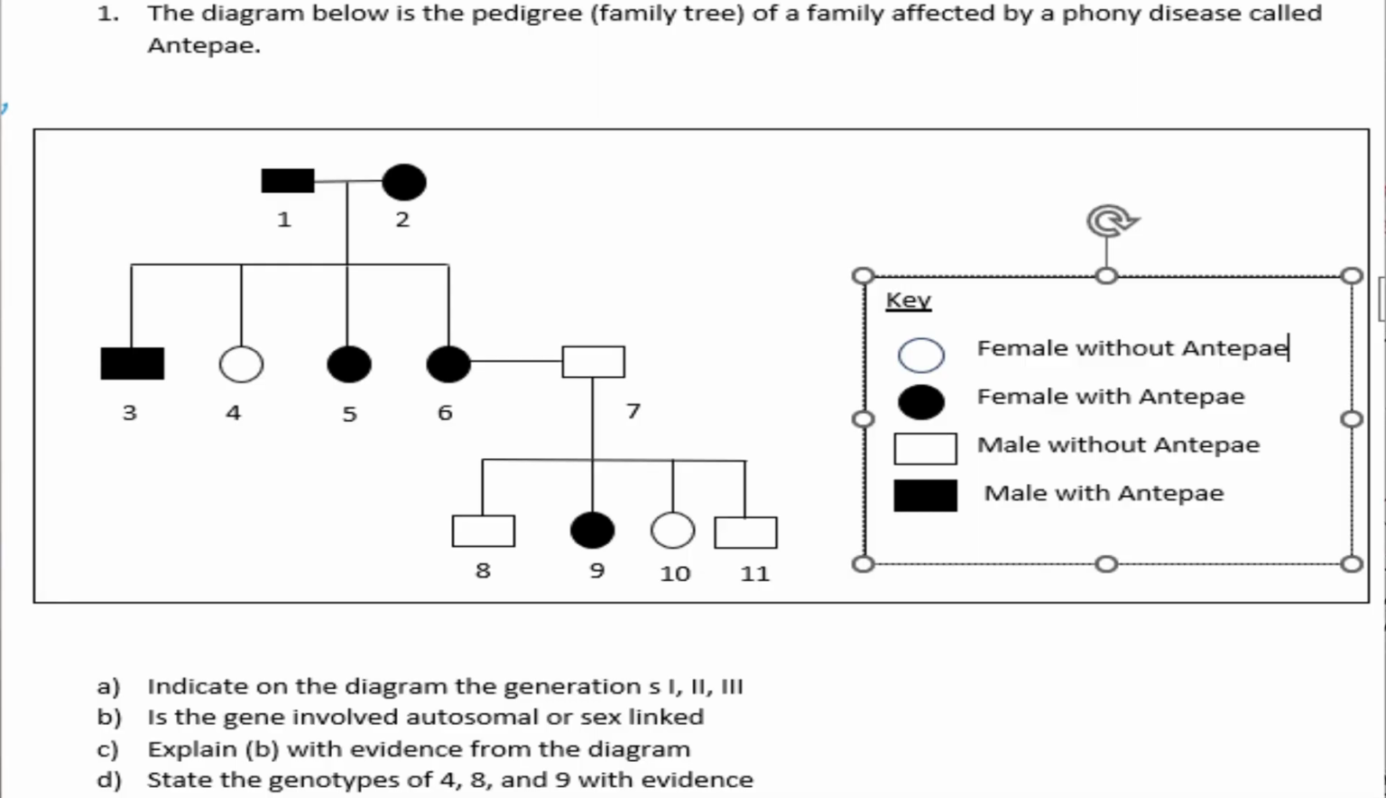As you can see, the diagram below is the pedigree of a family affected by a phony disease called antipi. Question 1: indicate on the diagram the generations 1, 2, 3. B: is the gene involved autosomal or sex-linked? C: explain B with evidence from the diagram. And D: state the genotypes of individuals 4, 8, and 9, and do that with evidence. The key has been provided, as you can see.